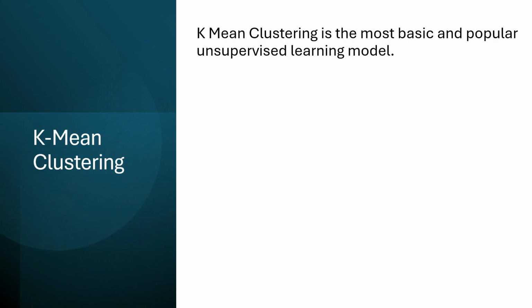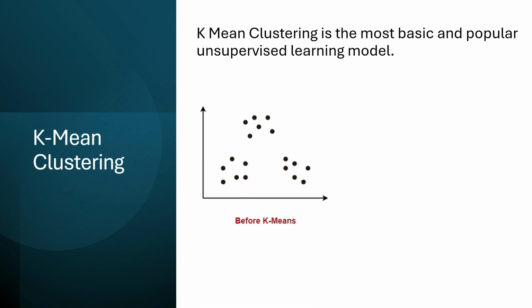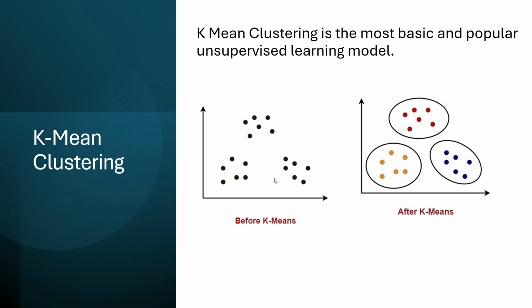K-means clustering is the most basic and popular unsupervised learning model. So what is k-means clustering? Look at this dataset. We have simple data plotted on a two-dimensional plane. If you train this data using the k-means clustering algorithm, it will look like this. It will put this group of data in one cluster, this group as another cluster, and this group of data in another cluster. You can see the red, yellow, and blue clusters if you use 3 as k.